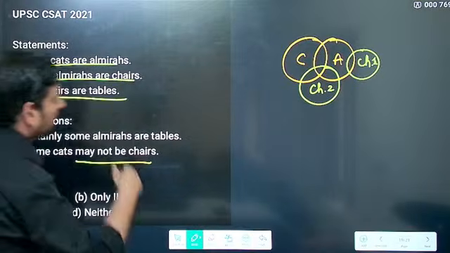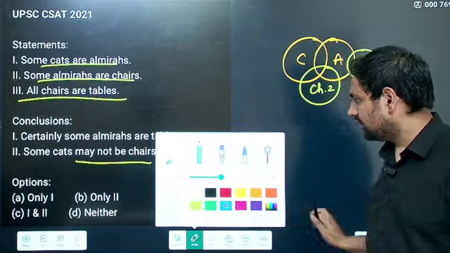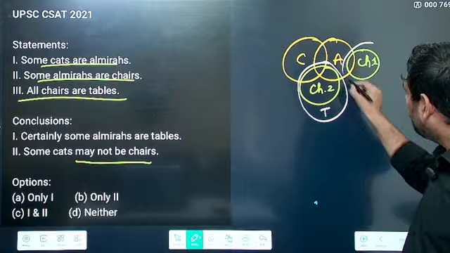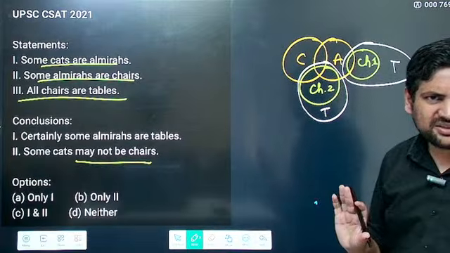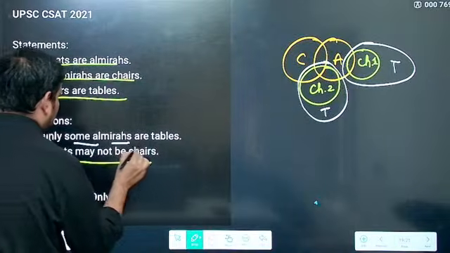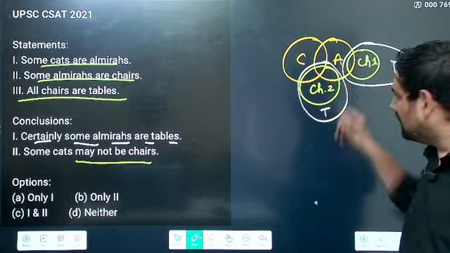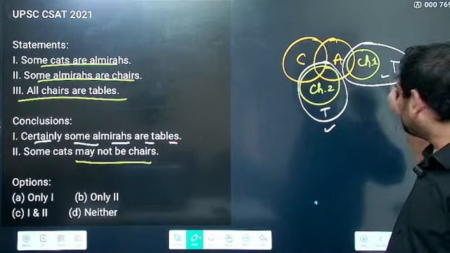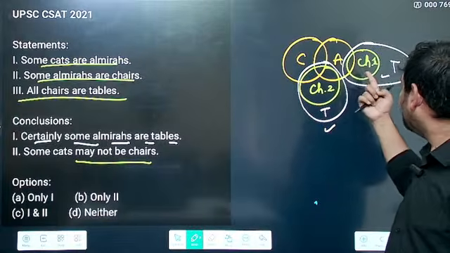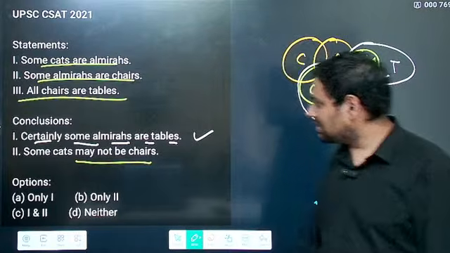Then all chairs are tables. Now here all chairs are tables I have to draw. So I draw it like this. This is a table and also this is a table. Fine, does not matter. All chairs are tables. Now, certainly some almirahs are tables. What do you think? Is this true here? Yes. Is this true here? Yes. In both the cases it is holding, of course, because all chairs are almirahs and chairs are contained within table. You can see by both the diagrams it is holding. So certainly some almirahs are tables.